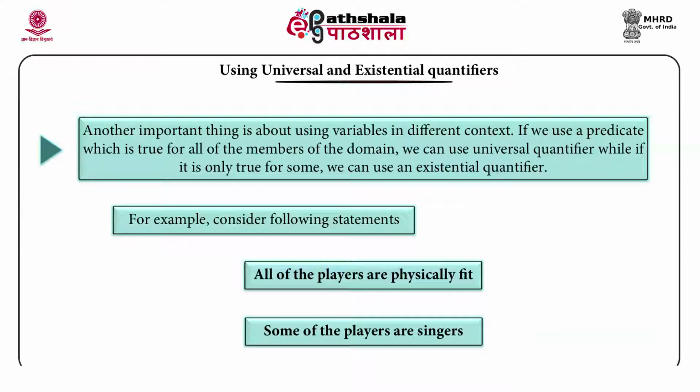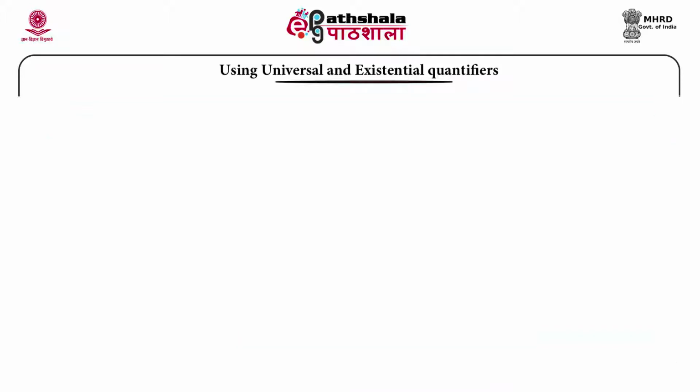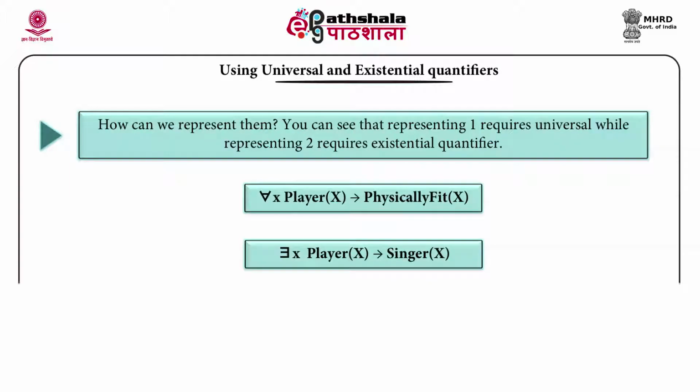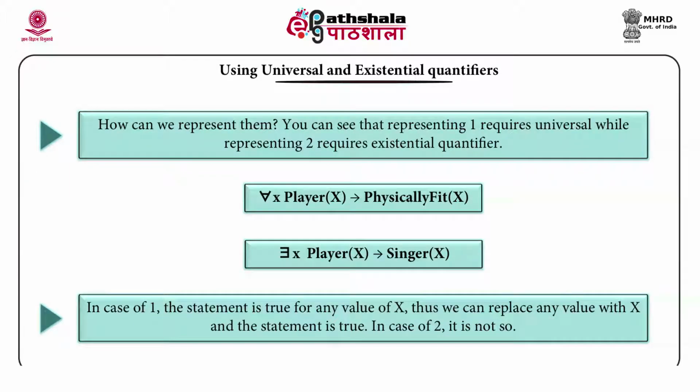And existential quantifier is different. When you say there exists X, player X implies singer X, that means that there are some players who like to sing, they are singers, not all. So, for the existential quantifier the statement is true for a subset of the values, and for the universal quantifier the statement is true for all the members of that particular domain.